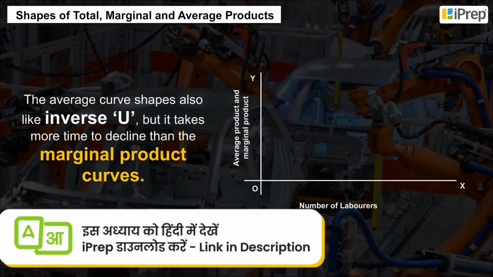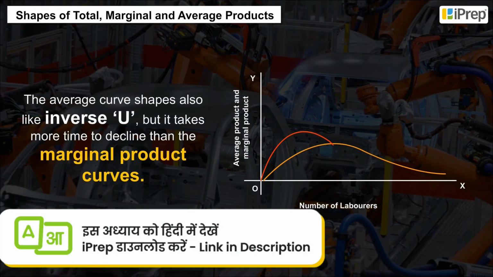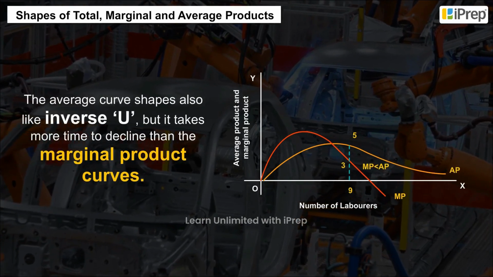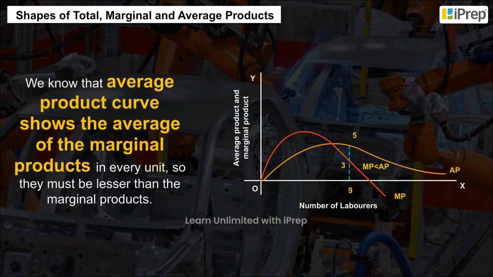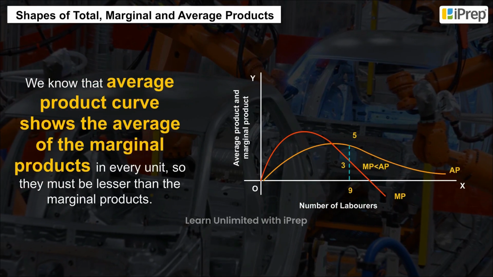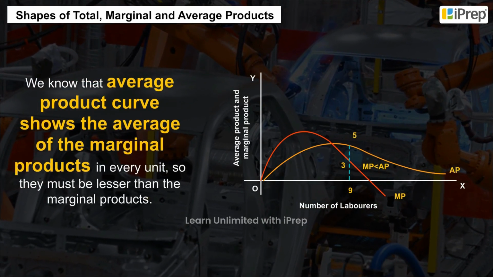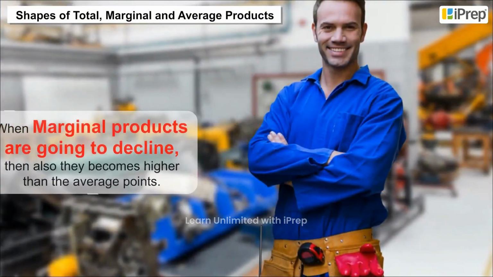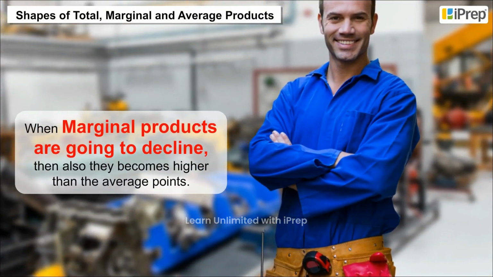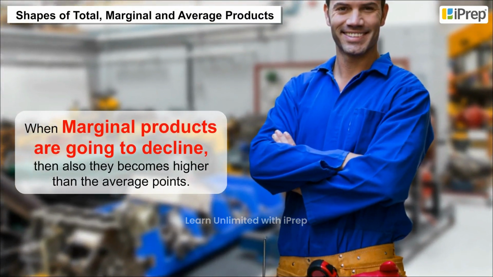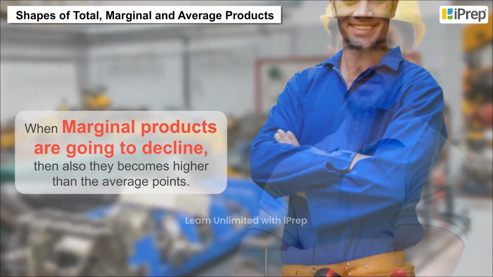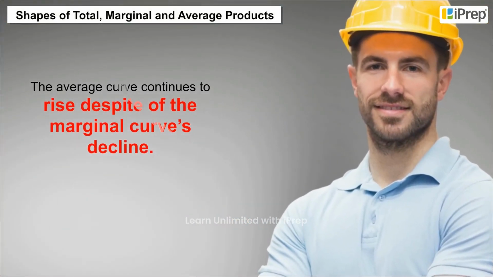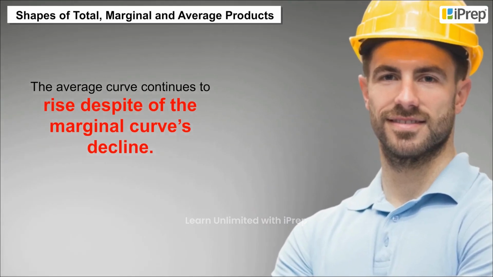The average curve is also shaped like an inverse U, but it takes more time to decline than the marginal product curves. We know that the average product curve shows the average of the marginal products in every unit, so they must be lesser than the marginal products. When marginal products are going to decline, they are still higher than the average points. Thus, the average curve continues to rise despite the marginal curve's decline.